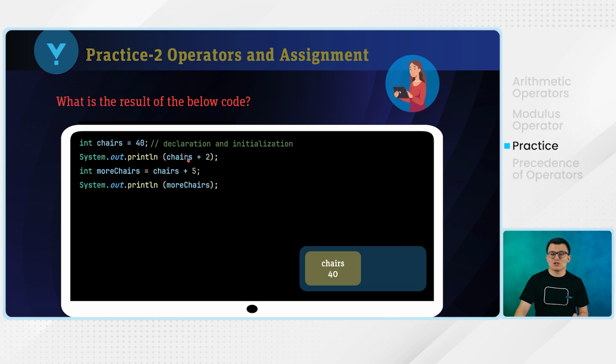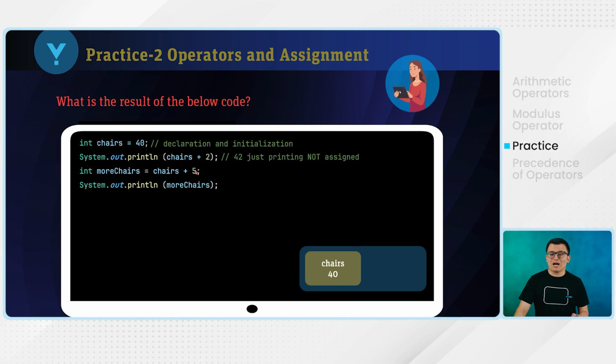The value of the chairs is 40. 40 plus 2 will give you 42. Okay, 42. But this 42 doesn't mean that it is the new value of the chairs, because we haven't reassigned this variable chairs yet. Which means after this line, if you print the chairs, the value of the chairs is still going to be 40.